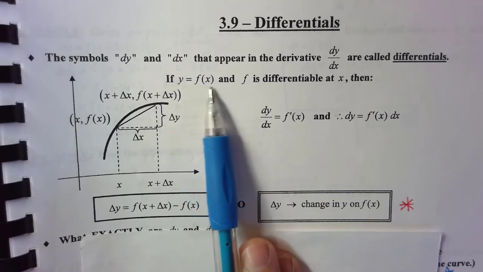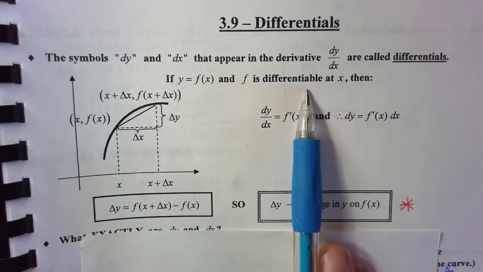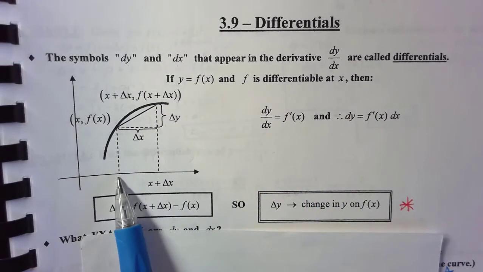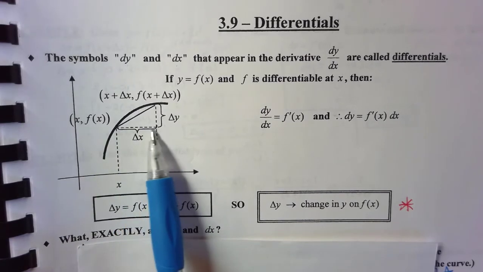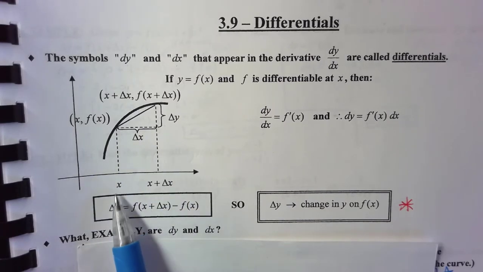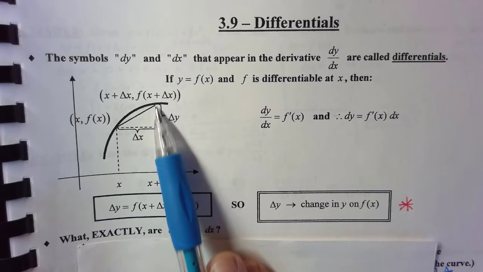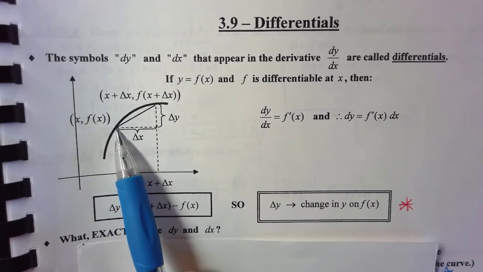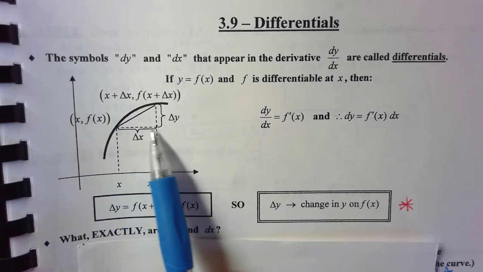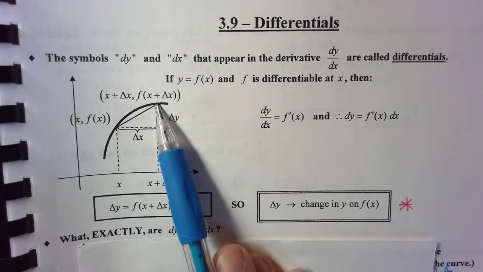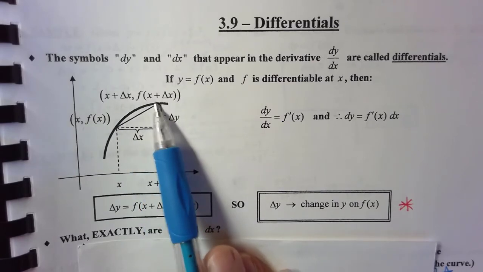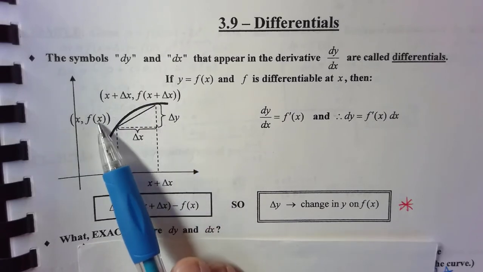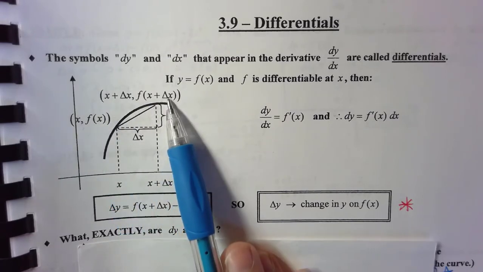So if y equals f of x and f is differentiable at x, then here's my x, this length is delta x, here is delta y. So on my function, I have my point x, f at x, and I'm going to go delta x this way and delta y this way. So the x coordinate here is x plus delta x, and the y coordinate is f at x plus delta x.